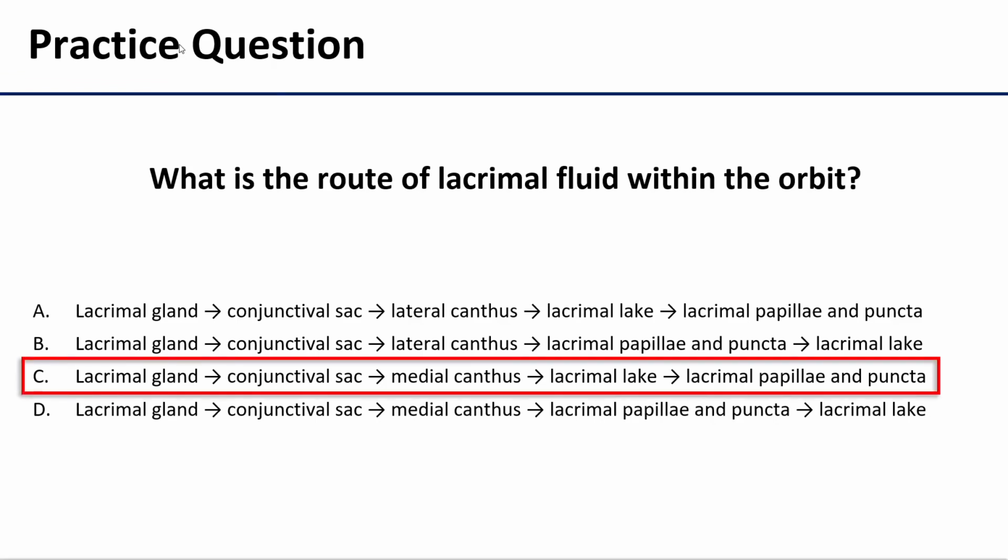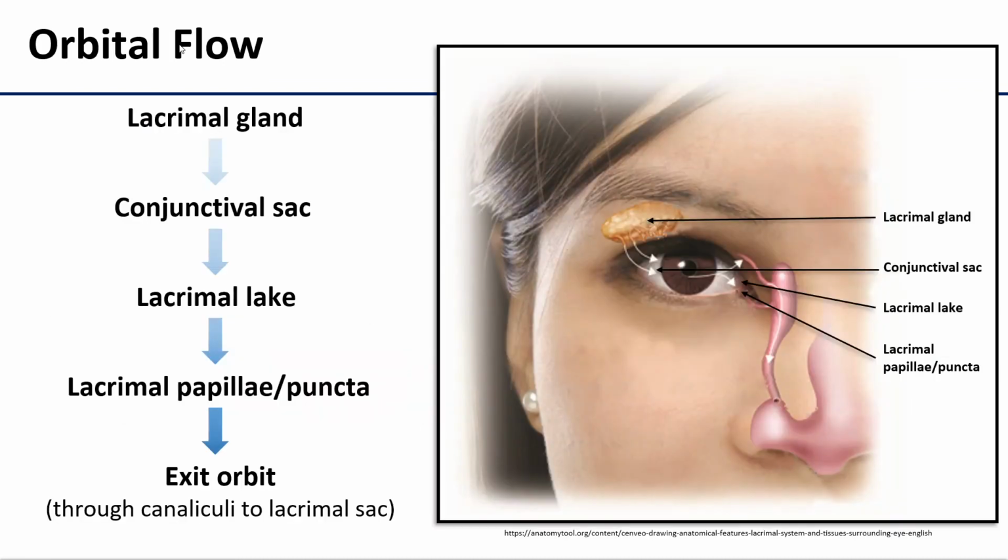The correct answer here is C, and let's bring up that diagram again just to walk through it. So from the lacrimal gland, lacrimal fluid is going to flow into the conjunctival sac. From there, it goes to the lacrimal lake, then to the lacrimal papilla through the lacrimal puncta, and then it's going to exit the orbit altogether through those canaliculi and into the lacrimal sac.